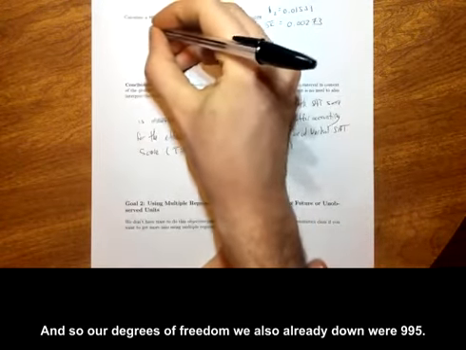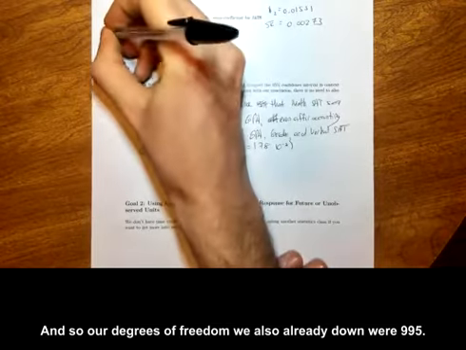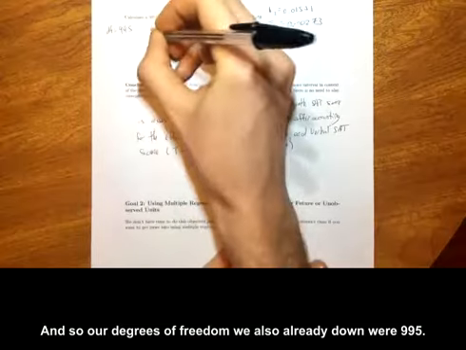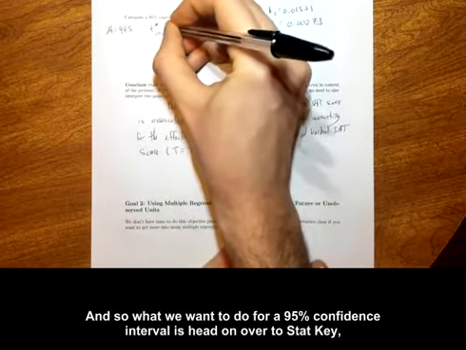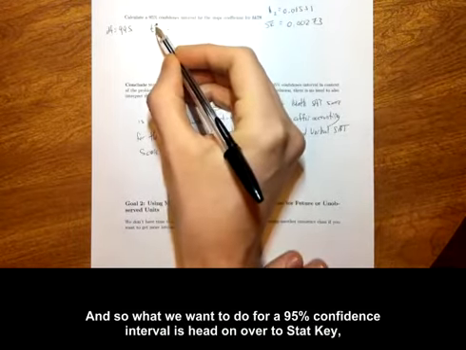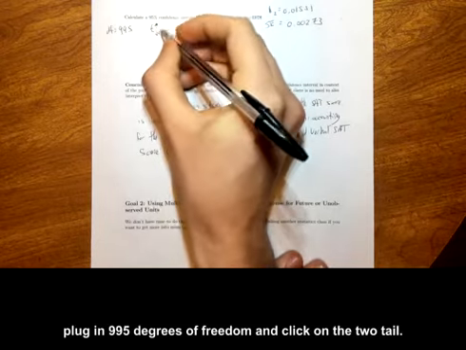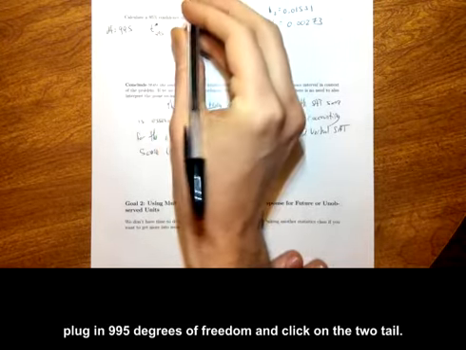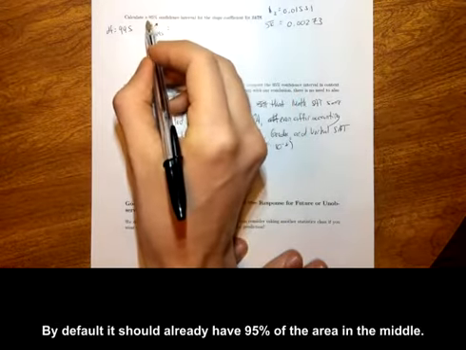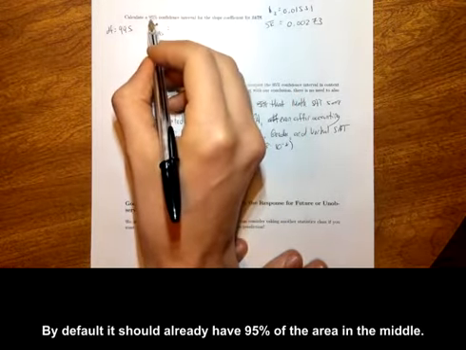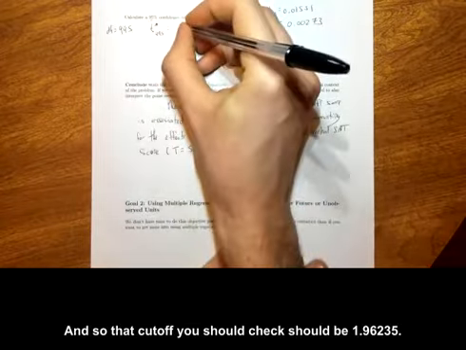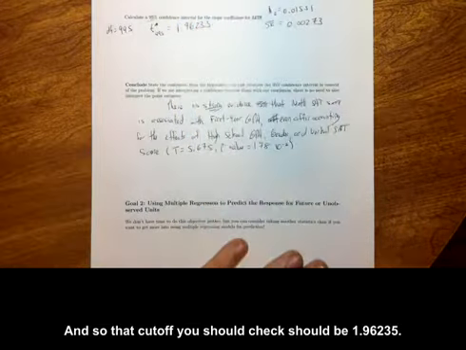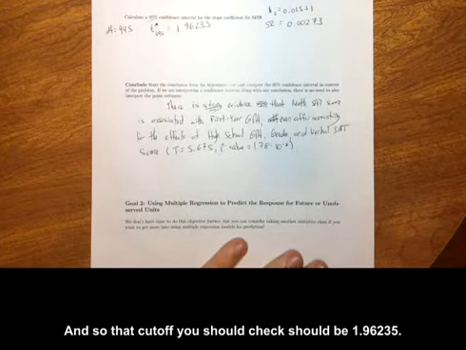Our degrees of freedom, we also already wrote down were 995. And so what we want to do for a 95% confidence interval is head on over to StatKey, plug in 995 degrees of freedom, and click on the two tail. By default, it should already have 95% of the area in the middle. And so that cutoff you should check should be 1.96235.